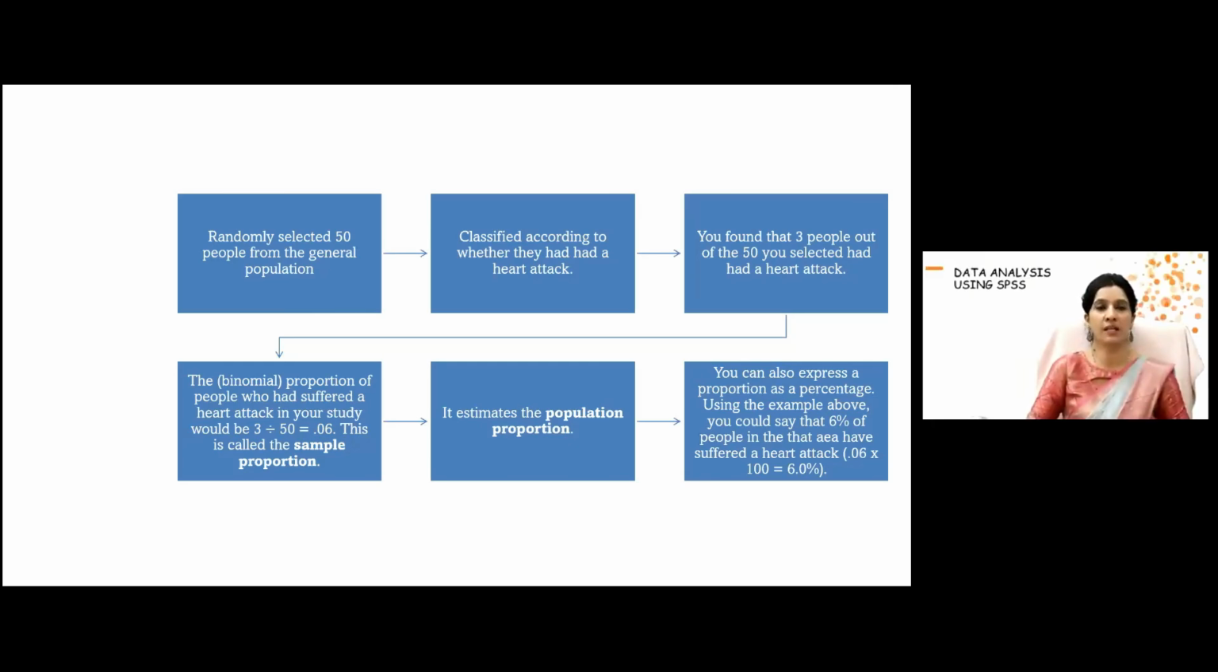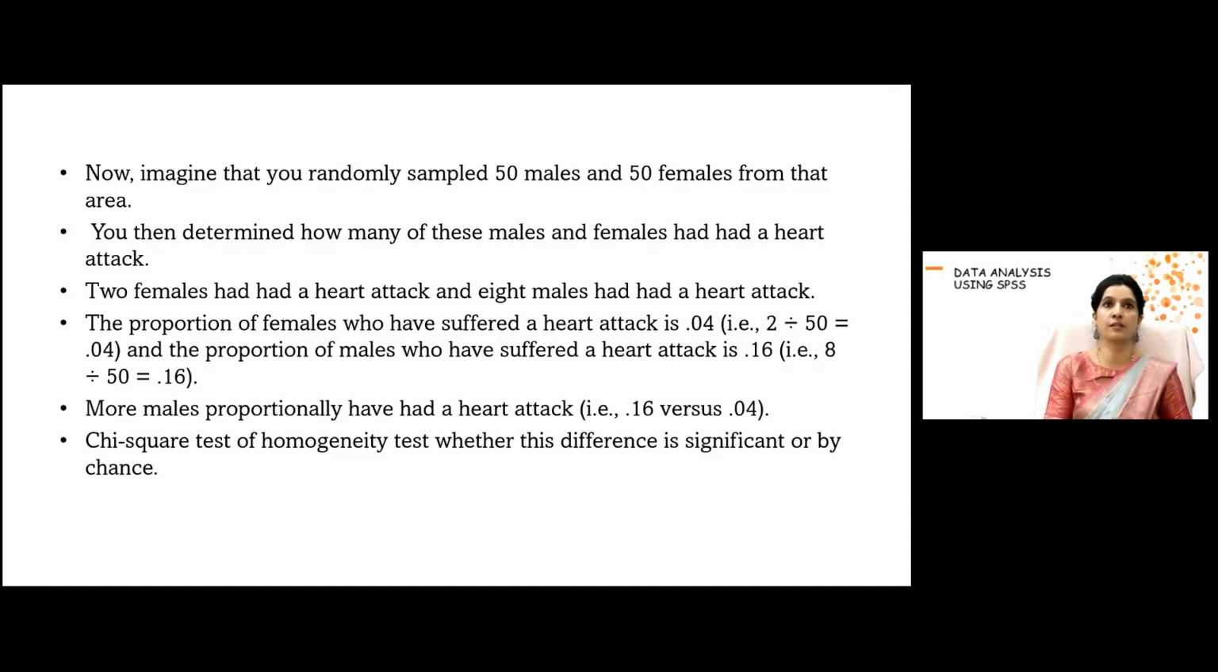Like if you randomly select 50 people from the general population and you classify accordingly whether they had a heart attack or not. If you found that there are 3 people out of 50 who have had a heart attack, then what will you do? The proportion is 3/50. So this is known as the population proportion. And you can also express that 6% of the people in that area have suffered a heart attack. So this is one way.